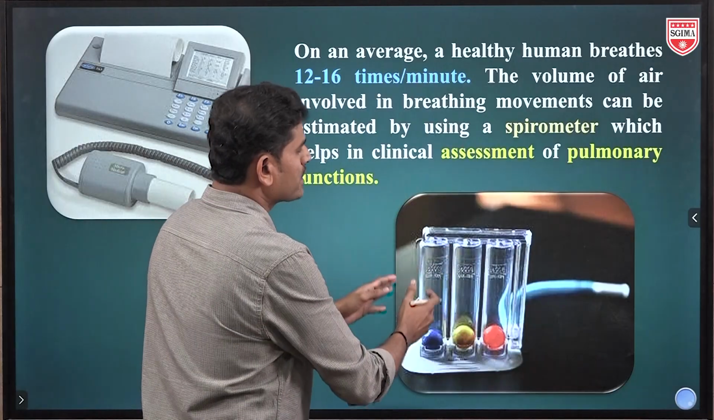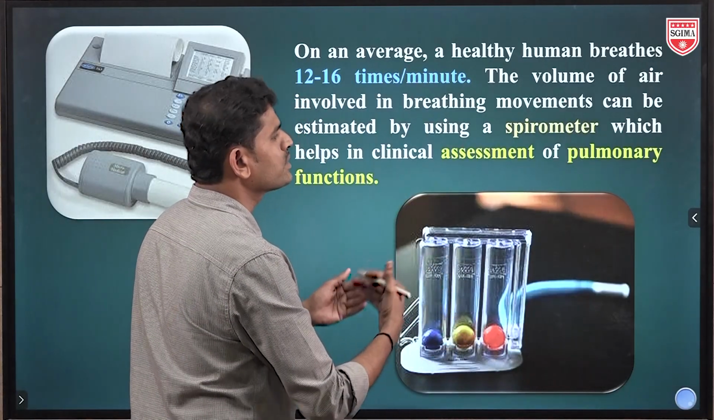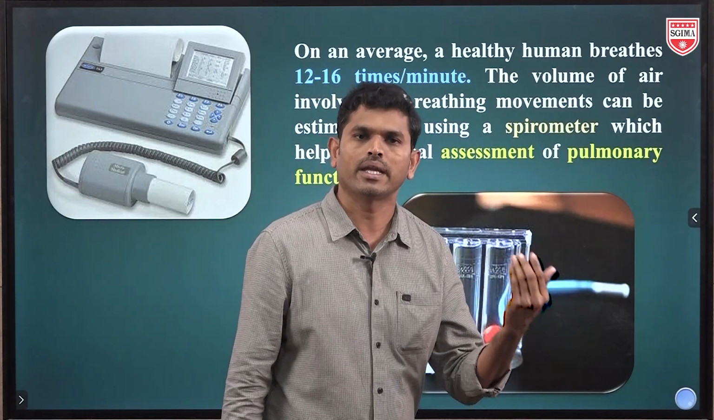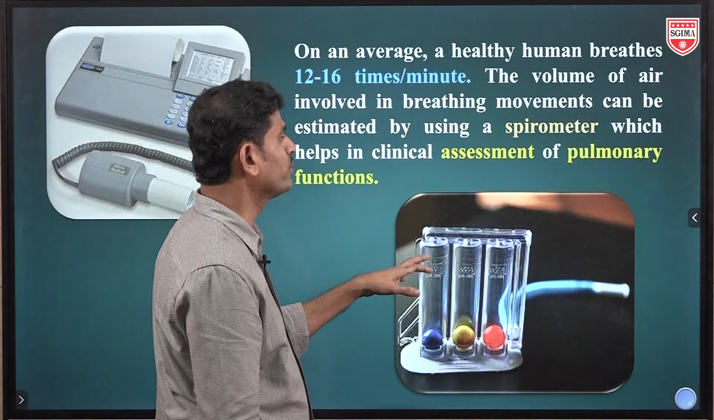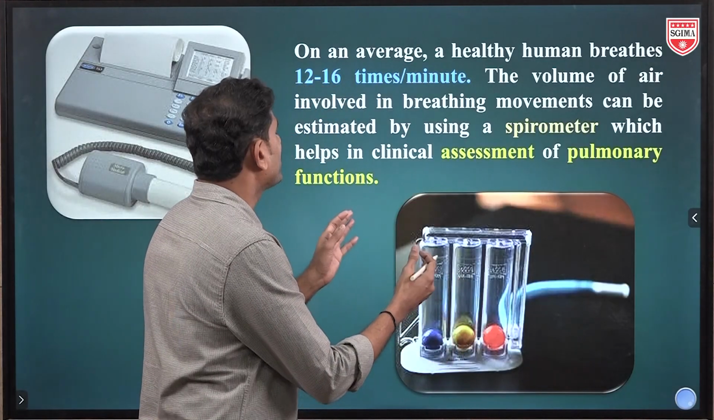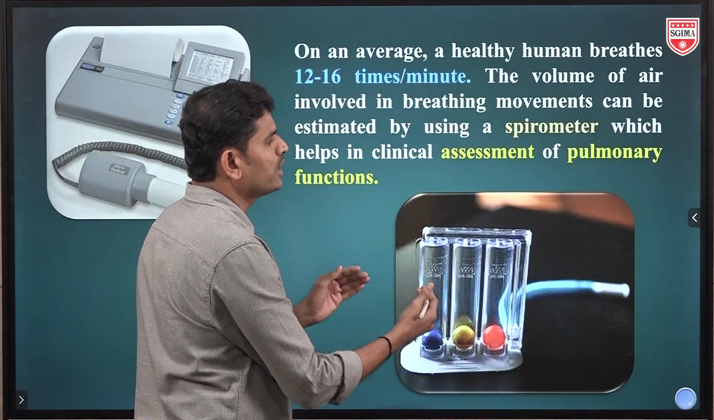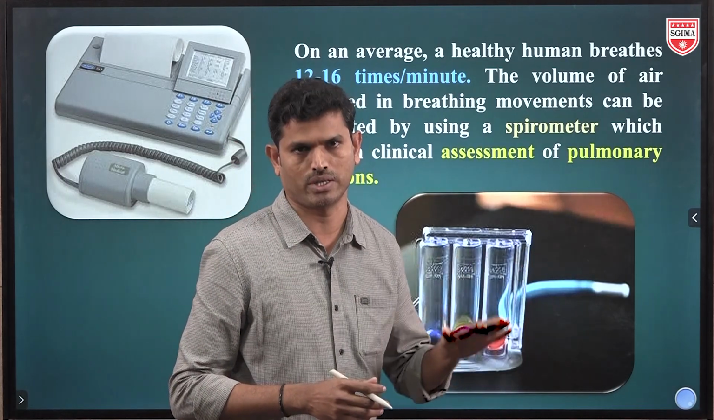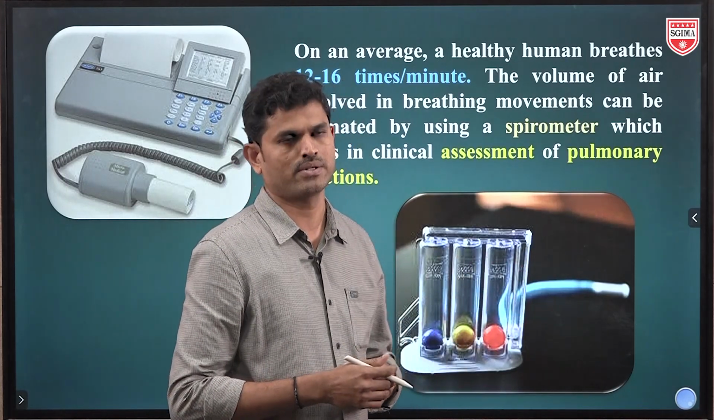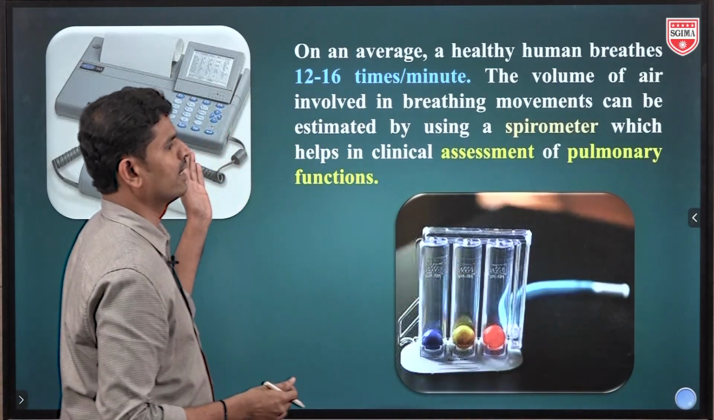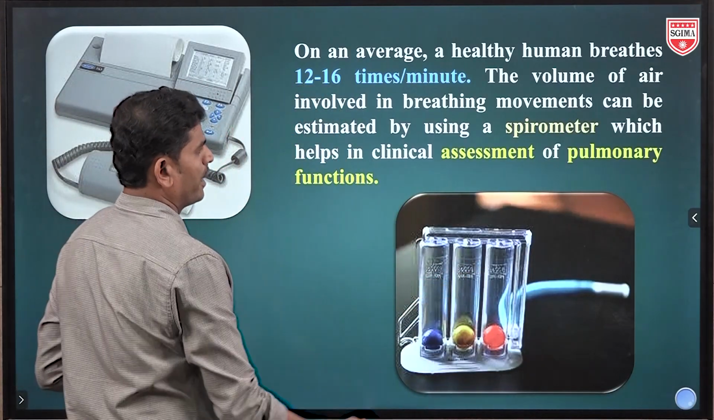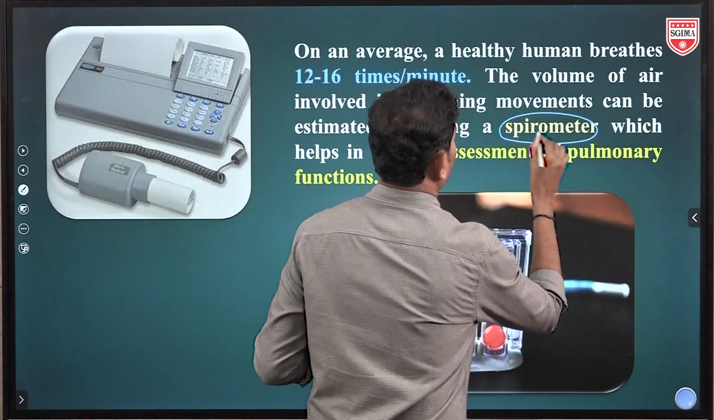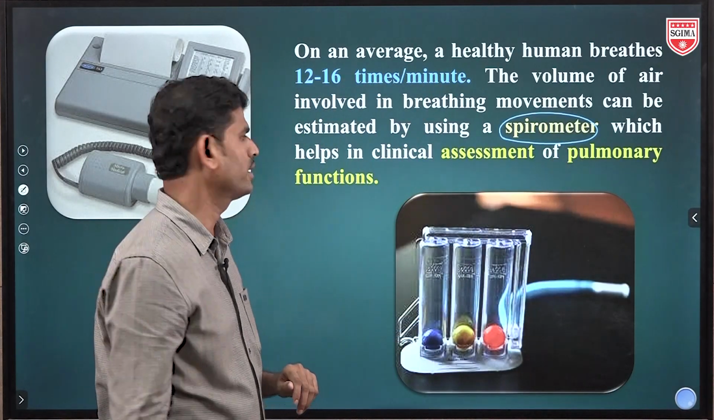This apparatus helps to measure the volumes and capacities of a healthy person or any patient, whatever it may be. By this we can assess the pulmonary capacities and volumes. Based on that, we can also assess whether the lungs are working optimally or not, and whether there is any problem with the person. So that apparatus is known as which one? Spirometer. Here it is, spirometer.